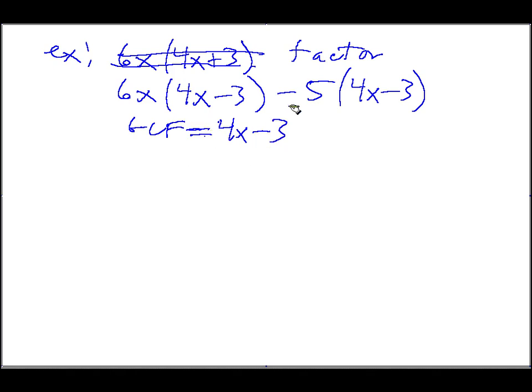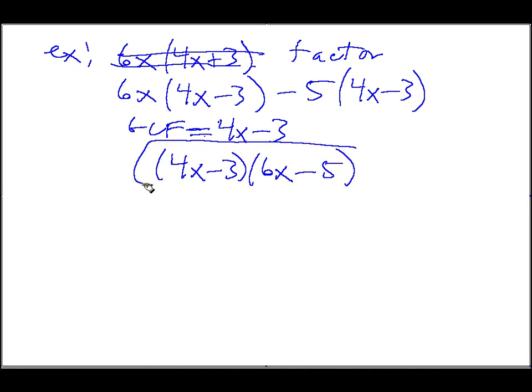So therefore, this problem factors to what? 4x minus 3 times what? Well, times 6x for the first expression, and times what? Minus 5 for the second expression. Okay, so this is the answer we're looking for, right here. 4x minus 3 times 6x minus 5.